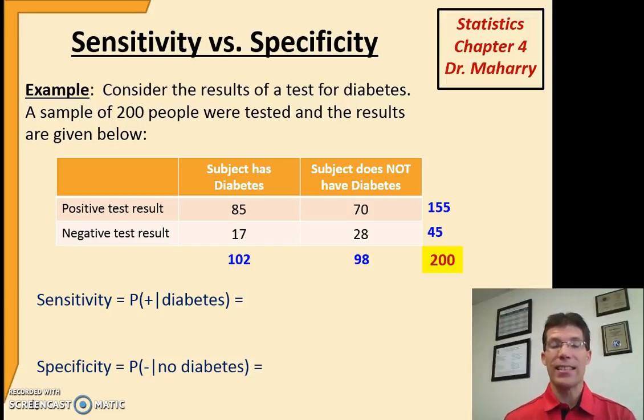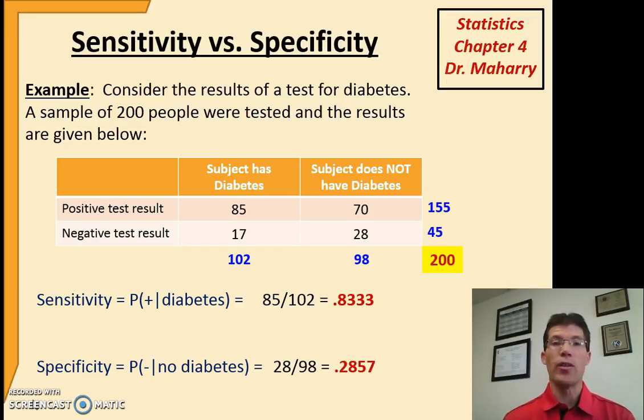So if I want the sensitivity, of all those people who have diabetes, what percent of the time did the test come back positive? So if I look at those 102 people that had diabetes, 85 times the test correctly came back positive. So the sensitivity would be 83%. Similarly, if I look at those that do not have diabetes, of those 98 people, only 28 of those 98 people did the test correctly indicate that they did not have diabetes. So in this case, the specificity is quite low.